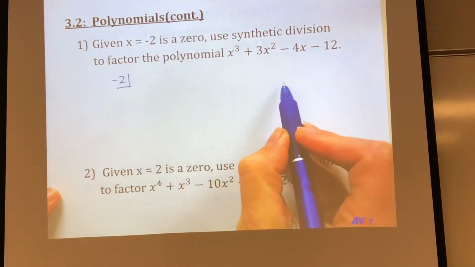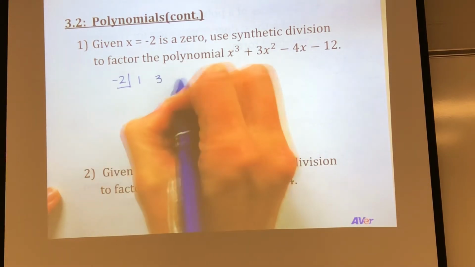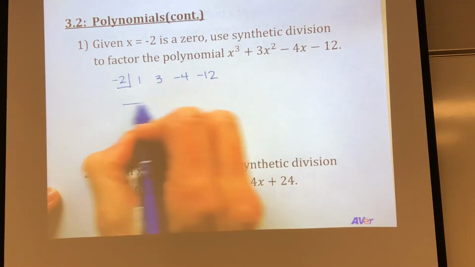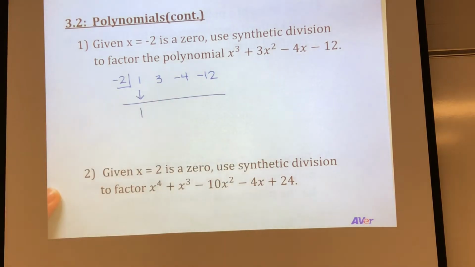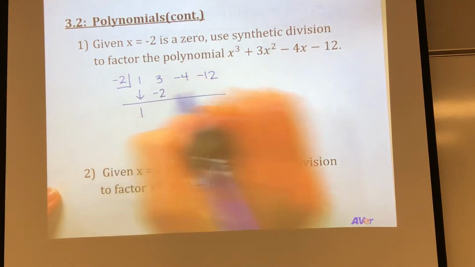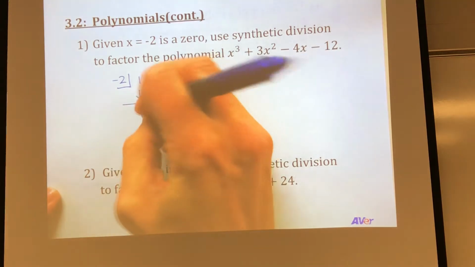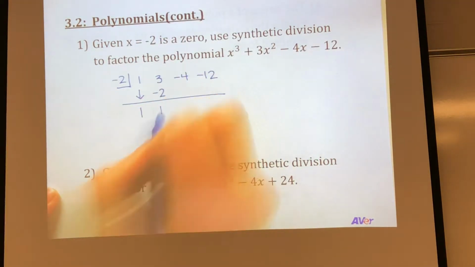Remember, we put the coefficients next to the box. So we start with 1, 3, -4, -12. We drop that first coefficient down. And we take the number in the box times the number below the line and write it above the line. Then you add. I almost wrote -1. 3 plus -2 is a +1.